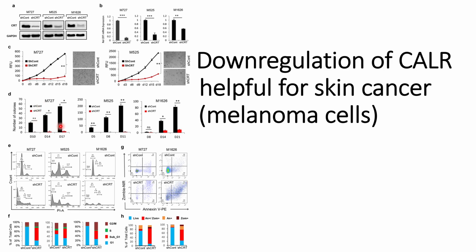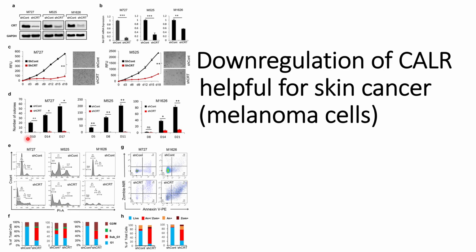Next they measured the colonies that are grown in those cells and compared them with the control, and we can see that the number of colonies that are grown is very less compared to the control in all the three cell systems.